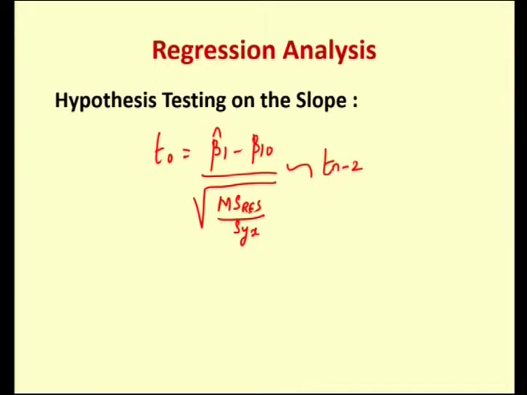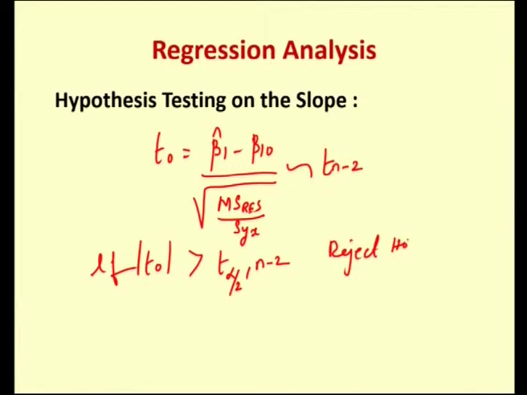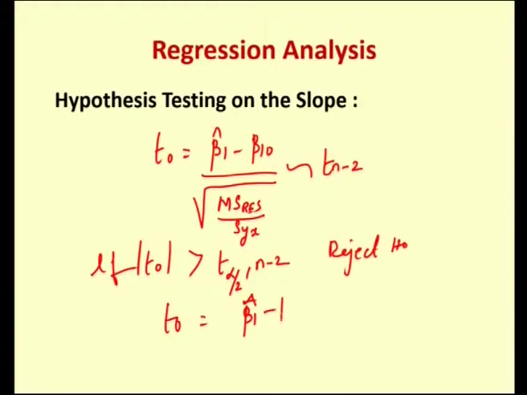So, here if the absolute value of t naught is greater than t alpha by 2 comma n minus 2, we reject H naught. If the absolute value of t naught is greater than the table value for n minus 2 degrees of freedom at alpha by 2 level of significance, we reject H naught. We can rewrite the test statistic t naught as t naught is equal to beta 1 cap minus beta 1 0 divided by standard error of beta 1 cap.